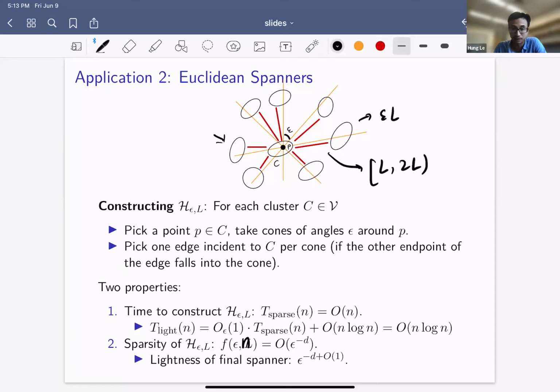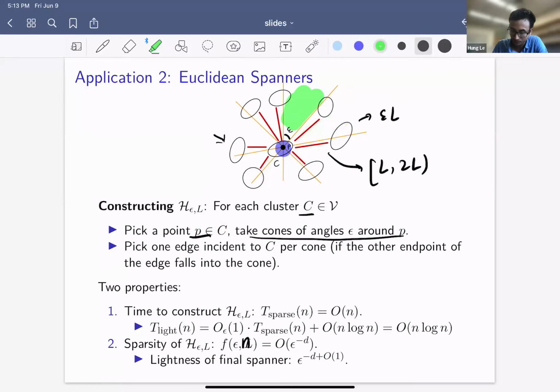Well, here is a classical construction in Euclidean spanners. For each cluster C, suppose I pick cluster C here. Then I pick an arbitrary point P in the cluster C. The point P is the tiny point that you see here. And what I do is I build cones of angle roughly epsilon around P. So here's P, and here are all these cones: the first cone, second cone, third cone, fourth, eighth, and so on and so forth.